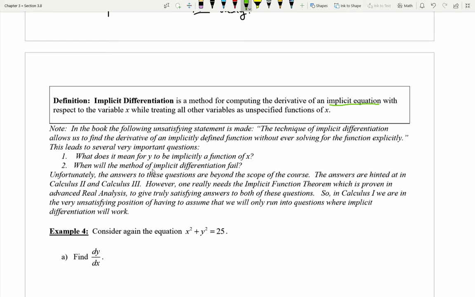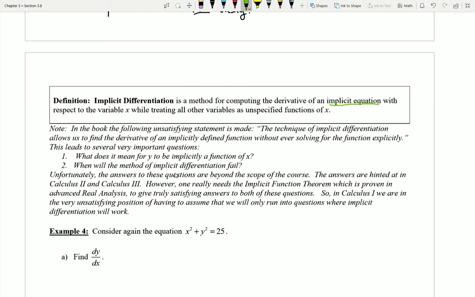So in Calculus 1, we're going to be left with the very unsatisfying position of having to just pretend that every question that I'm going to come across that is an implicit equation could be tackled with this method of implicit differentiation, because Kyle wouldn't give me any problem that wouldn't work. But we do need to note here that we're going out on a huge limb.